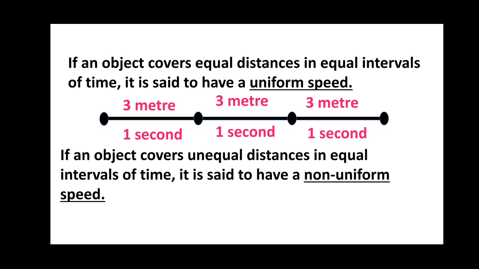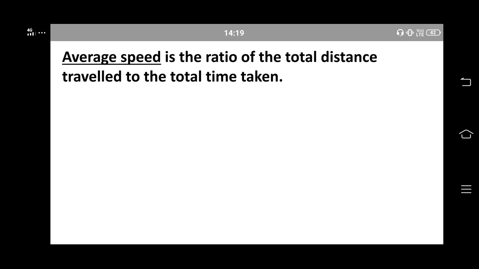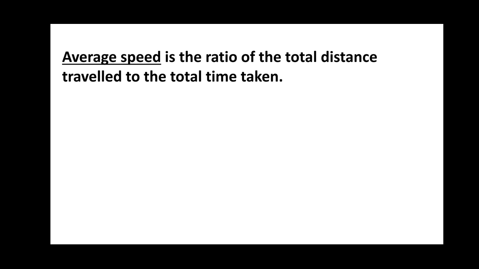Now, if an object covers unequal distances in equal intervals of time, it is said to have non-uniform speed. That means, if an object covers 1 meter in first second and 2 meter in next second, then it is said to have non-uniform speed. In such cases, we have to find the average speed. Average speed is the ratio of the total distance traveled to the total time taken.